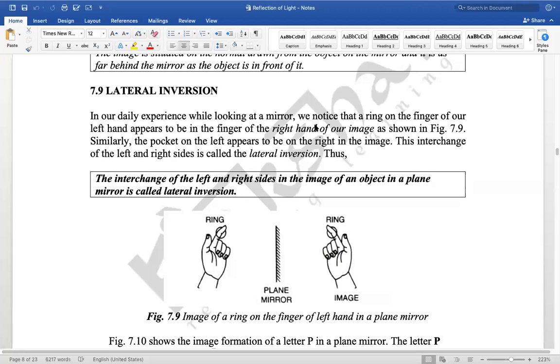So we had revised up to position of image. तक हम लोगों ने कर लिया था, lateral inversion से start करना था. ठीक है.